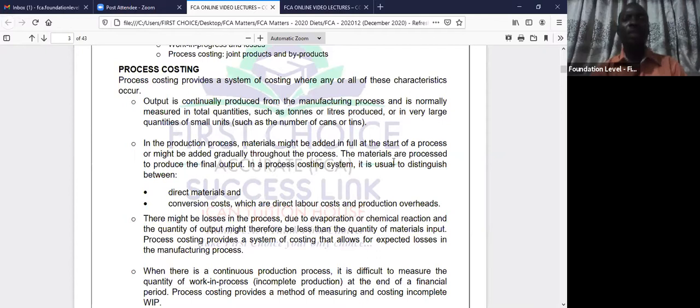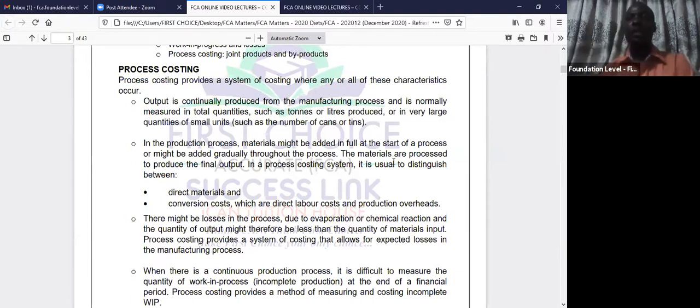Now, another characteristic you can find is that at the beginning of the process, all the materials you need, perhaps to make that bread or to make that tin tomato, would have been added at the beginning. But at each stage in the process, labor is added as at when due. Okay, let's say you are making bread. At the milling stage, where they will put all the ingredients and mix them together, material will be 100%. But the labor for making the bread may just be 20% complete at that department.